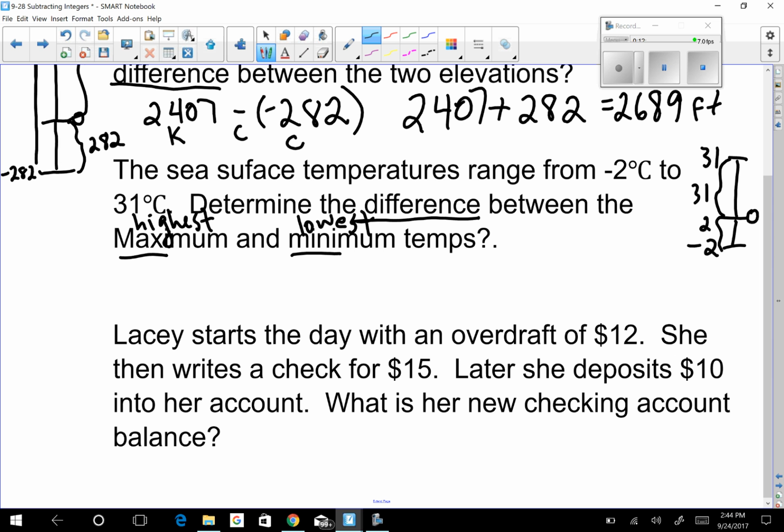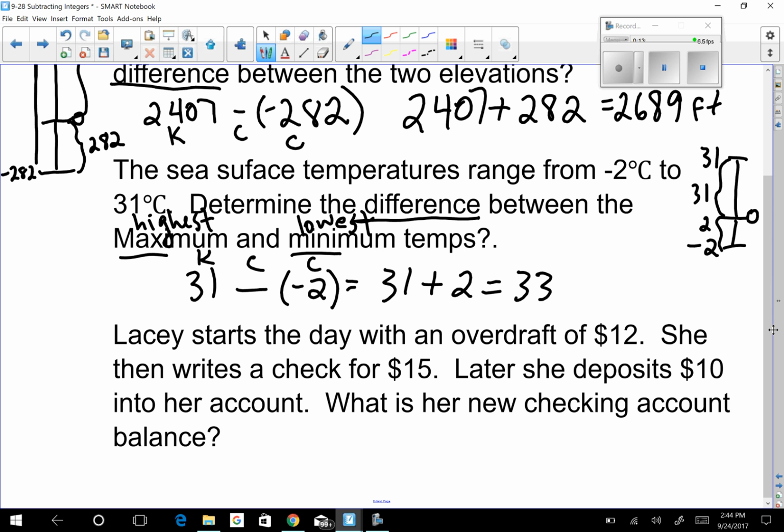So let's write our actual problem. The difference, which means subtracting, between the maximum and the minimum. You see how maximum comes first? That's the number that's going to come first. So maximum was 31, and we are taking away the minimum, which was negative 2. And we have to write this as an addition problem. So keep, change, 31 plus positive 2, which is 33.